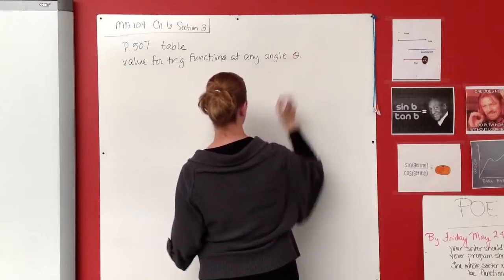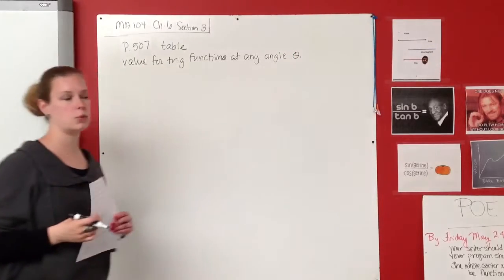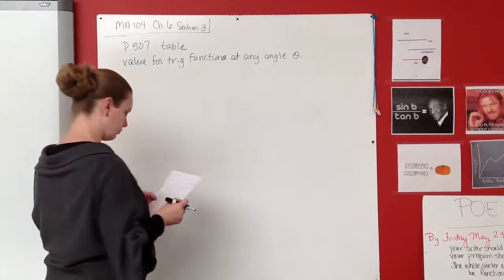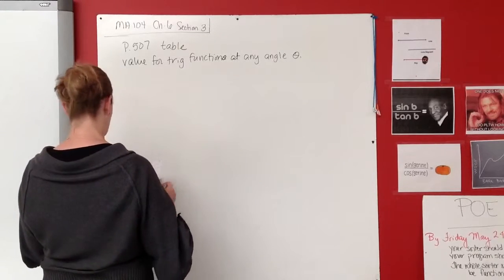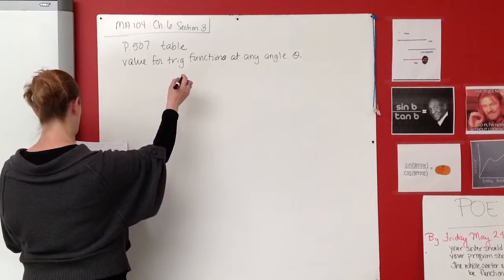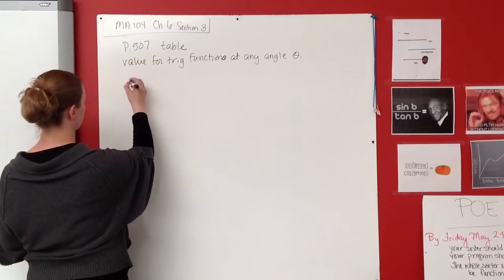So again, don't forget, we've been talking only about acute angles up to this point. Now we're going to talk about angles of any measure. All right, so we figure out our trig functions for any angle by considering a reference triangle and a circle.